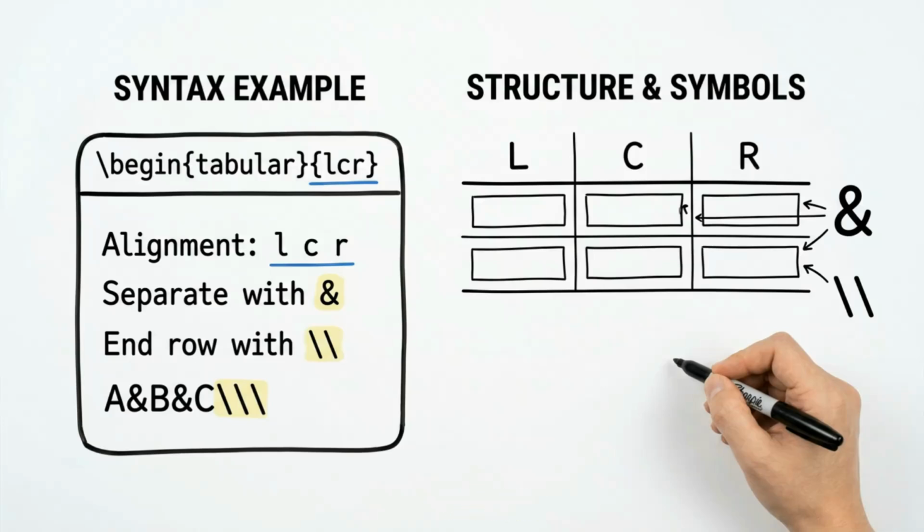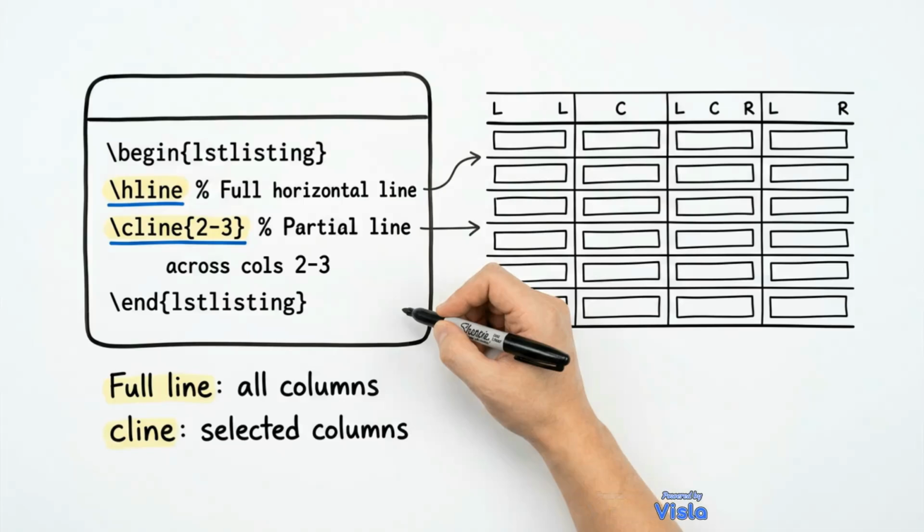Separate columns with an ampersand and end each row with a double backslash. Need borders? Use \hline for a full horizontal line or \cline to draw a line across selected columns only.